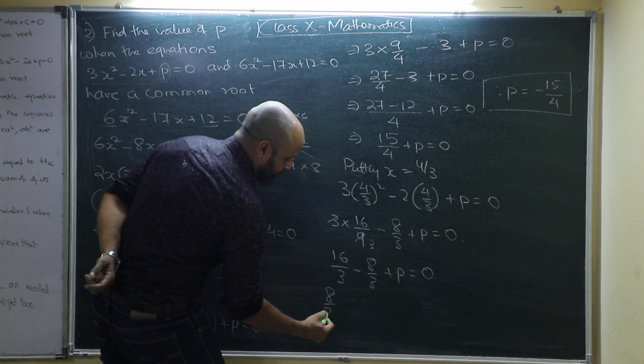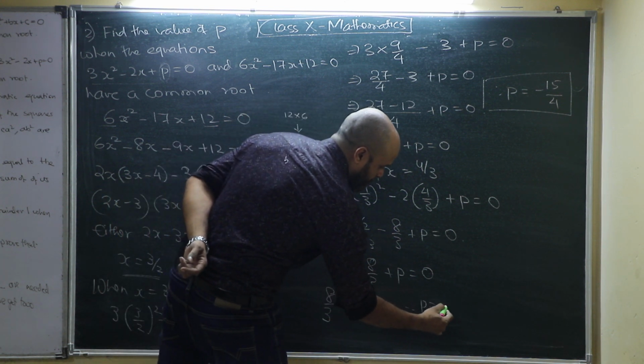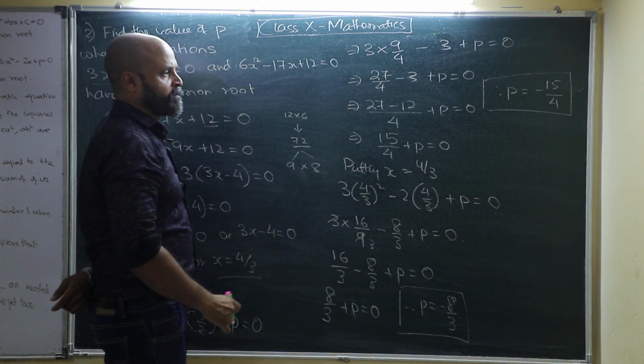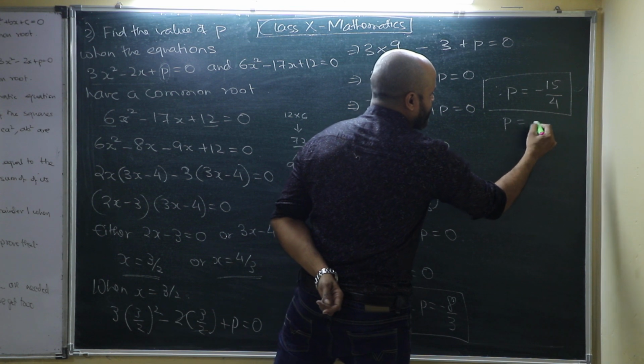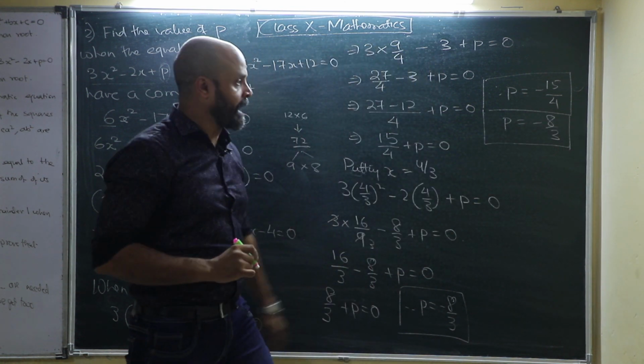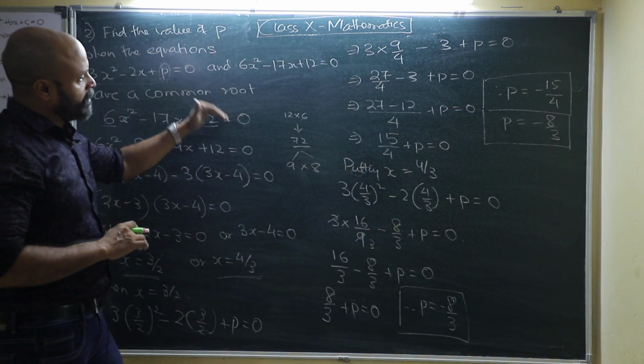This gives you 8 by 3 plus p is equal to 0. So therefore your p is going to be minus 8 by 3. A little simpler than the previous problem that we dealt with. So p will have two values, that is minus 15 by 4 and minus 8 by 3. So as you can see, we have solved this quadratic equation.